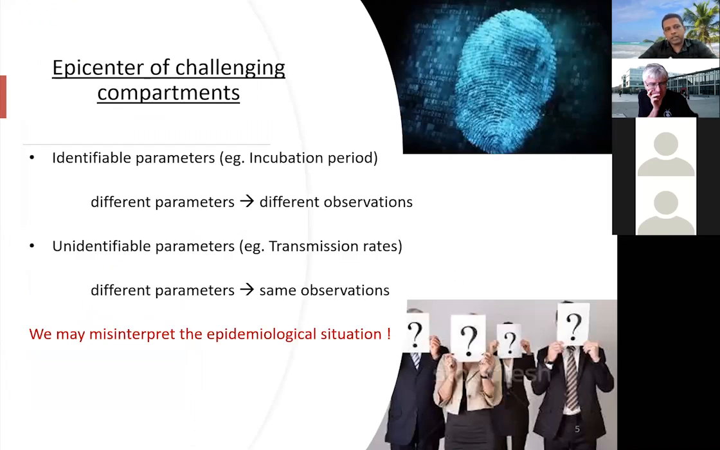So in a mathematical sense, we have two types of parameters, identifiable parameters and unidentifiable parameters. The unidentifiable parameter is very critical, because different parameters may lead to the same observation. That means we can incorporate certain parameters in different combinations, but the final result is the same. So we are at risk of misinterpreting, because we are inputting different setups and observing the same thing.